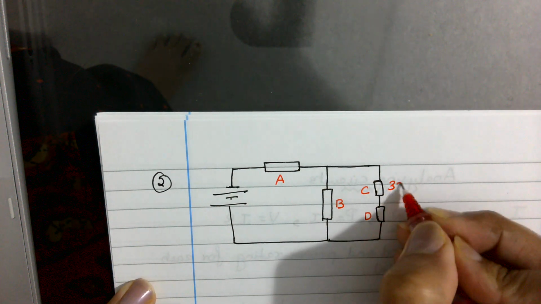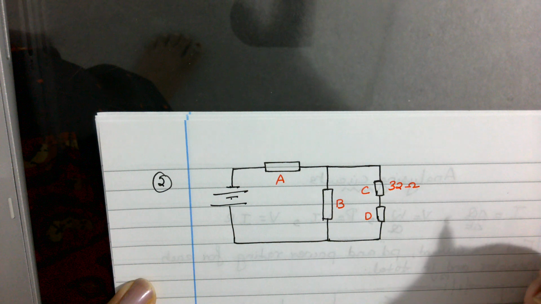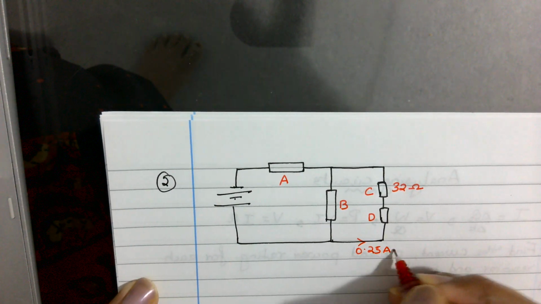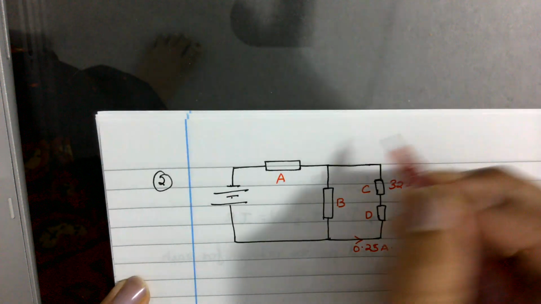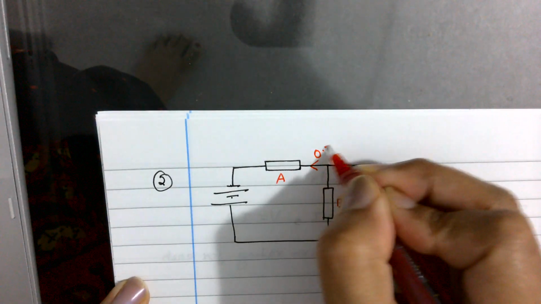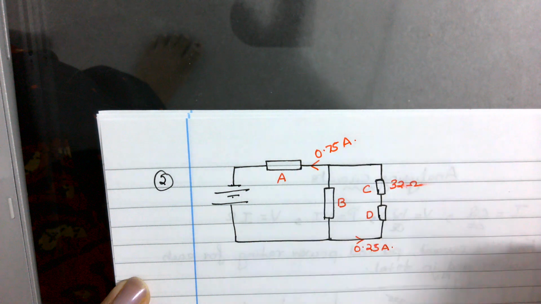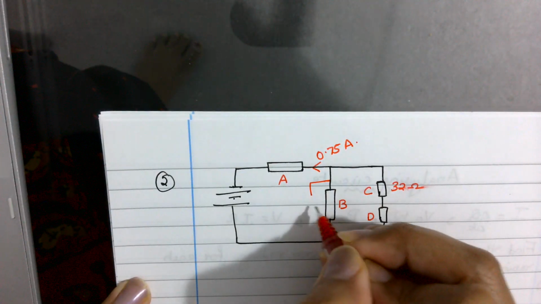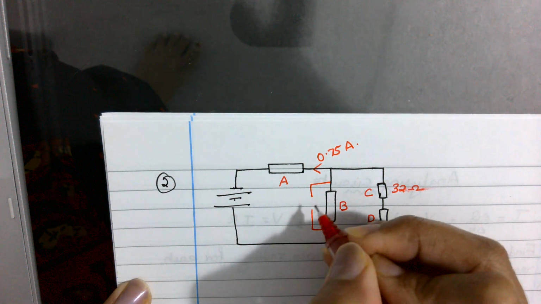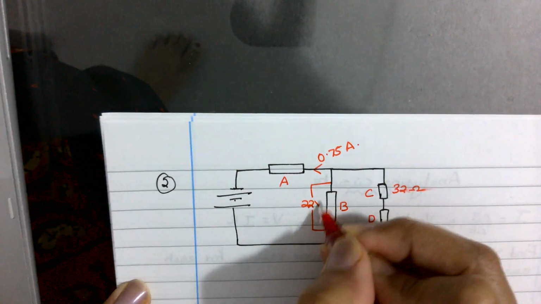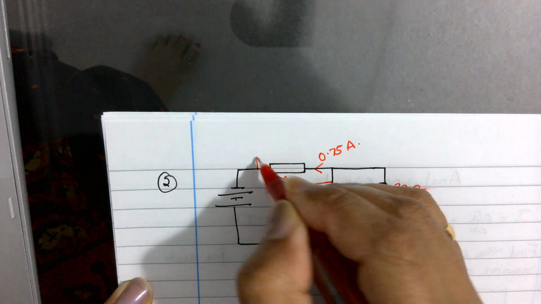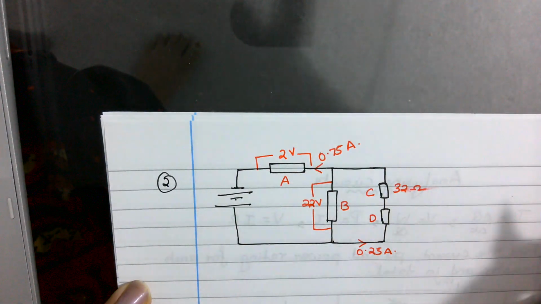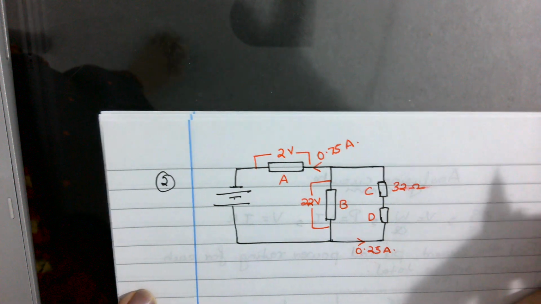So the data given to us is, this is 32 ohms. A 0.25 amps current is flowing this way. 0.75 amps current is flowing this way. Then it says the voltage across B is 22 volt and the voltage across A is 2 volt. So these are the data that we have.